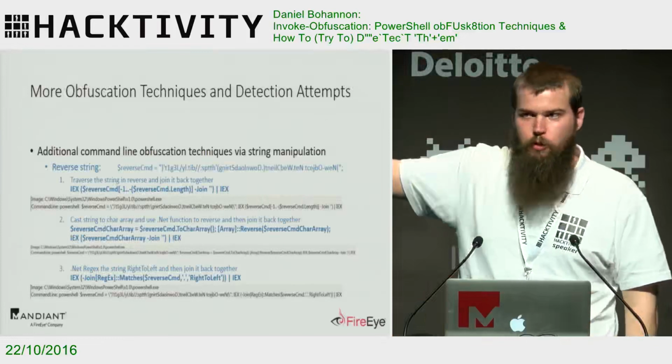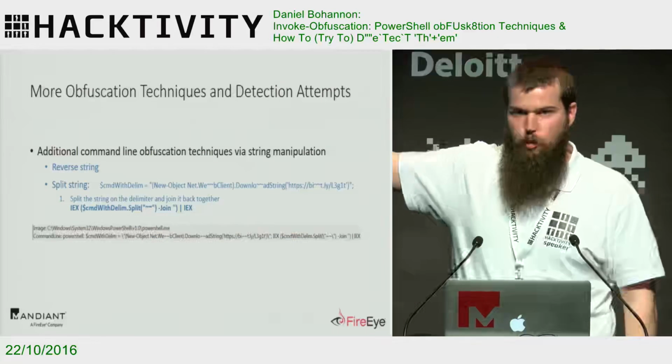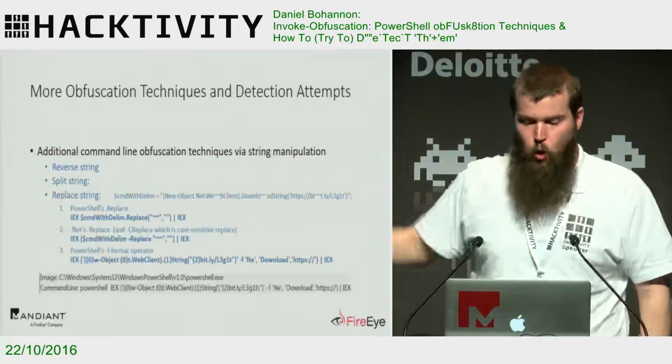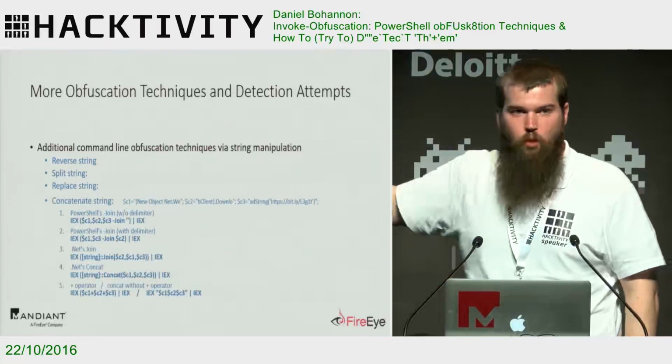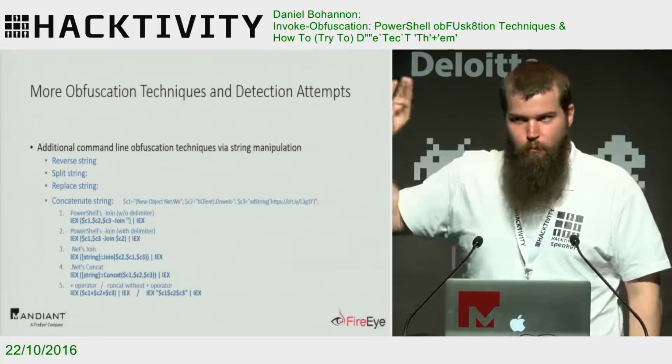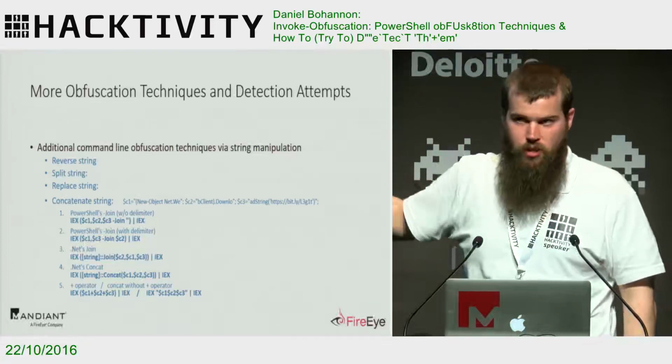So now if you're looking for a new object, the whole thing is in reverse. Or inserting garbage delimiters and splitting it before you invoke it, or replacing those delimiters before you invoke it, or concatenating it in weird ways before you invoke it, just to mess with what appears on the command line arguments as well as what's in script block logging, but it still works.